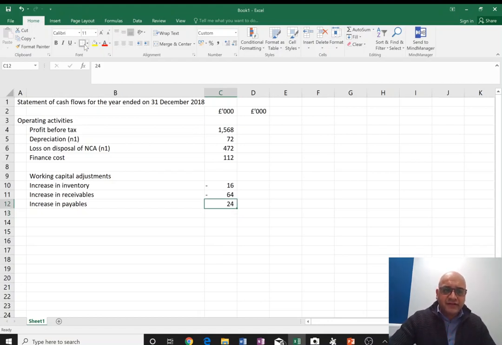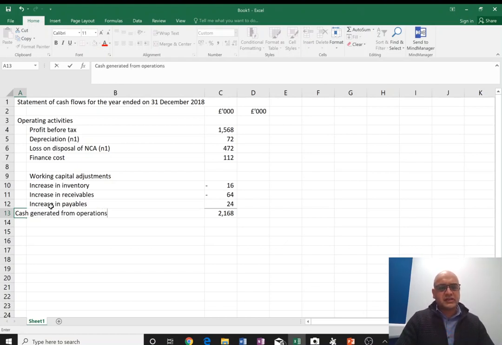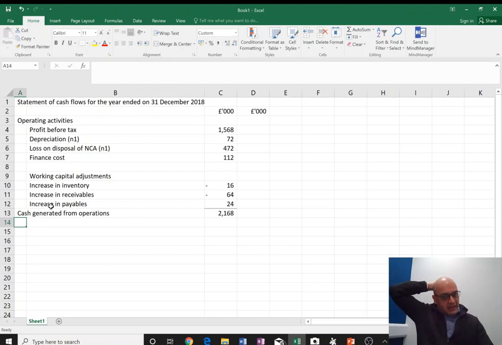So now we have finished working backwards, and we have also dealt with the working capital. If I add up this section up to now, we can call it the cash generated from operations. Great. We are not quite done with the operating activities yet.